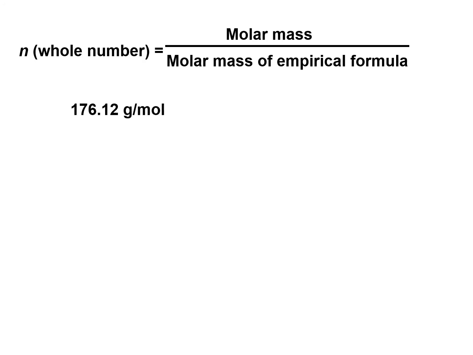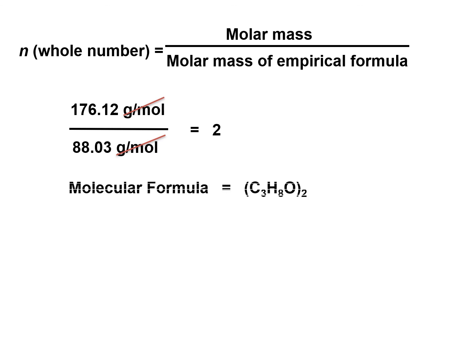To calculate the molecular formula, we divide the molar mass by the molar mass of the empirical formula. So you get the answer equal to N. So N equals 2. So that means the molecular formula is C3H8O2 times 2, and the final answer is C6H16O2. So you must leave the answer in this form.